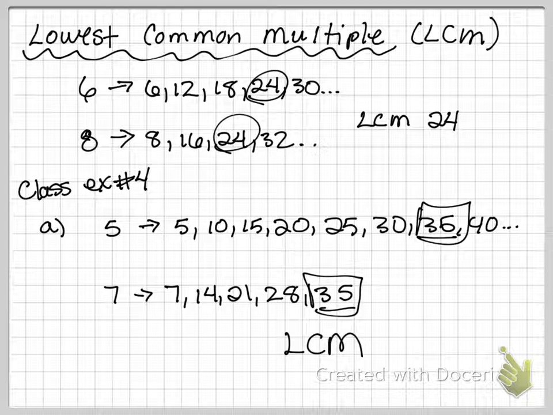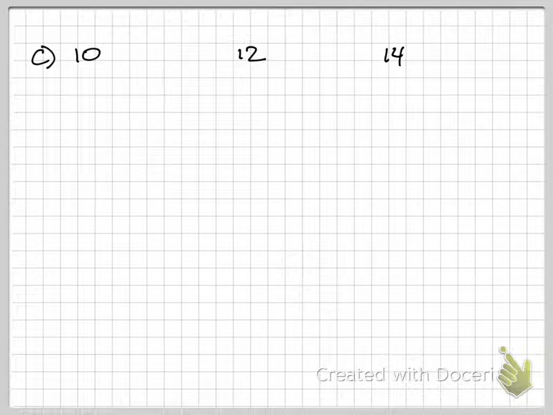And when you have smaller numbers, it's a little bit easier. When you have maybe a set of 3 numbers or numbers that aren't prime numbers, it can be a little bit more tricky, but we can use our method of prime factorization to determine the least common multiples.